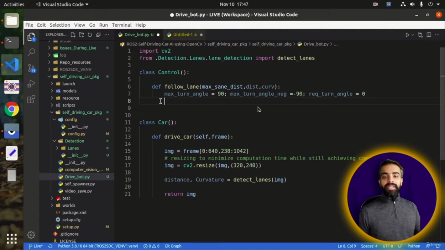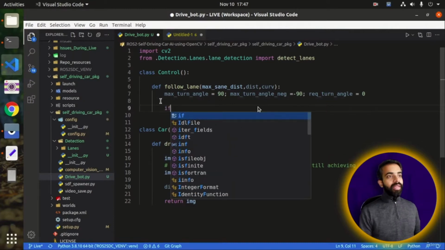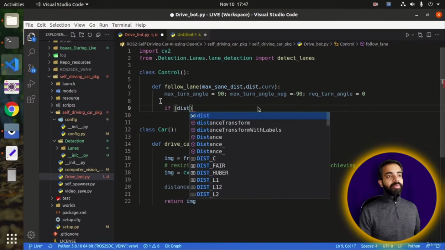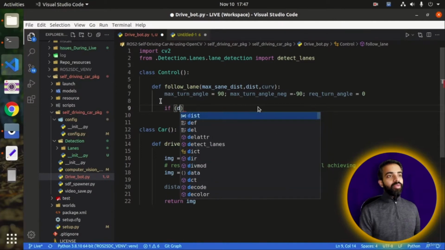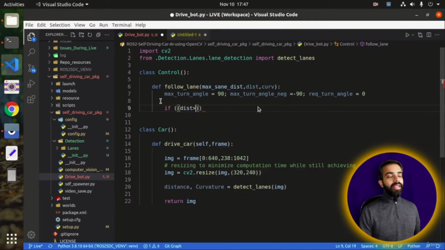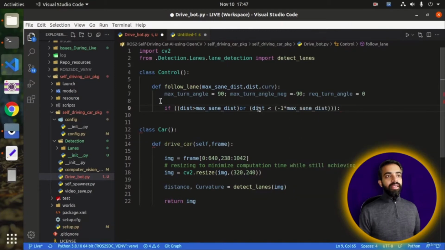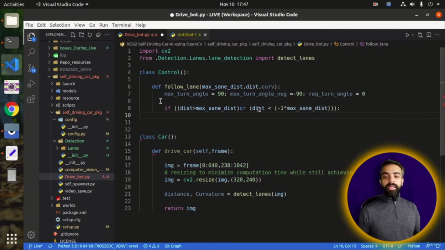These were distance and curvature. We start off by testing the distance term by comparing it with the maximum allowed distance, or the maximum sane distance. So what we write is that if distance is exceeding the max sane distance, or it is exceeding the max sane distance on the negative side, then this is basically signaling an out of bound condition. So this is not a normal condition, and we need to cater for what will be the required turn angle for this particular condition.